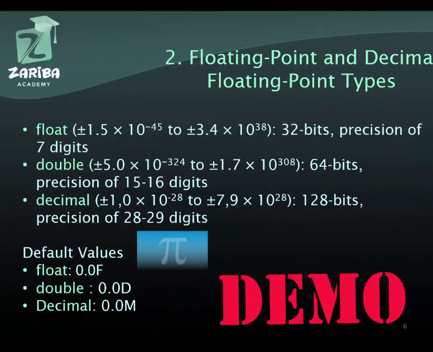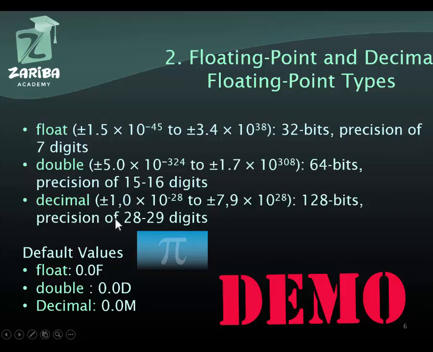Okay, but whole numbers or integers, they are not everything there is about math. So we are going to be needing also some floating point or real numbers. This is probably the best way to explain it. We have three types here. Float, which has precision of 7 digits. We have double, which has precision of 15-16 digits. And the one which is the most accurate is decimal.